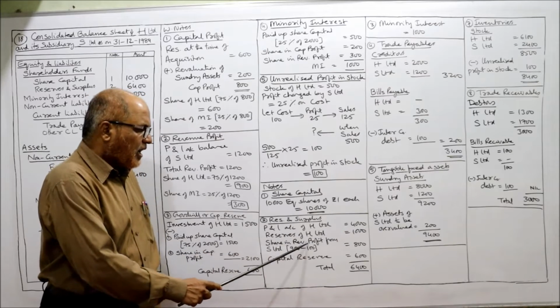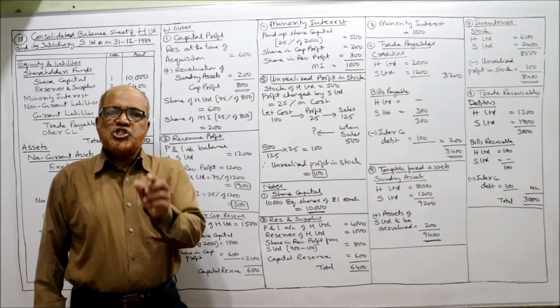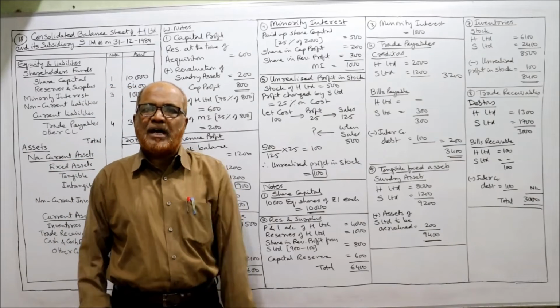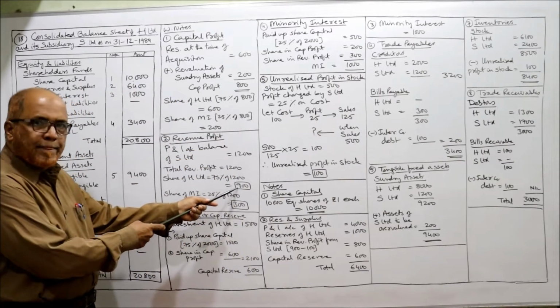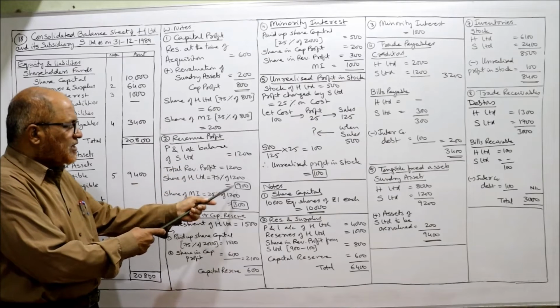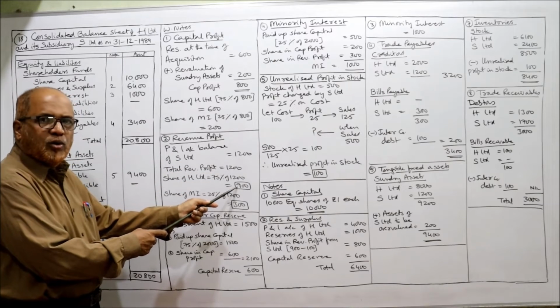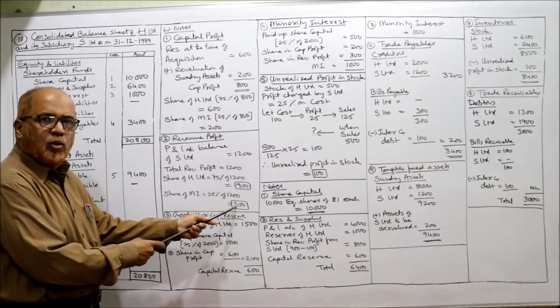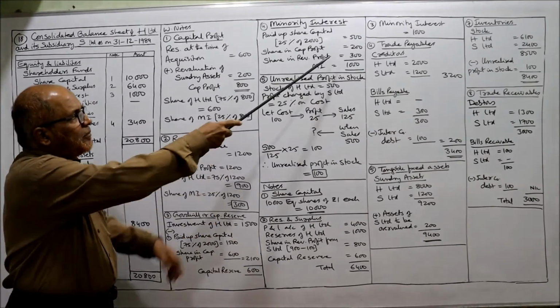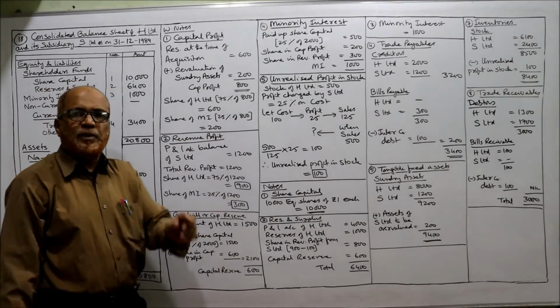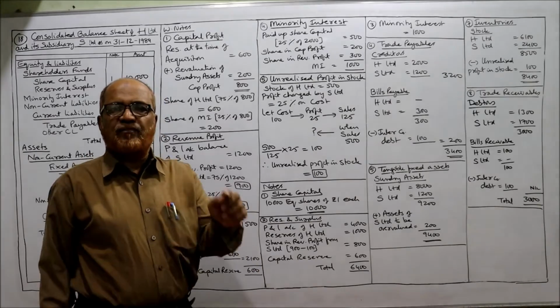Now share in revenue profit from S Limited. Share in revenue profit from S Limited 900. Total revenue profit is 1200. Out of 1200, 900 goes to H Limited, 300 goes to minority interest. Already we have taken minority interest. 900 rupees will go to reserves and surplus.